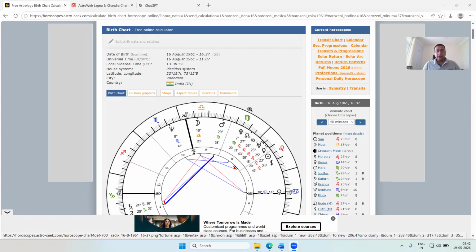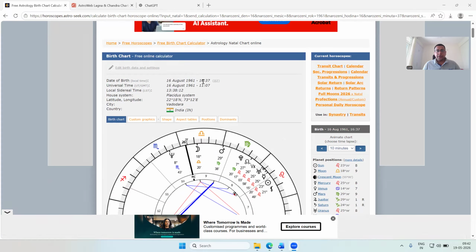All right. So the person was born on 16th August 1961, and this is the chart that I have generated on AstroSeek, which is a website that gives us the tropical Placidus system. Here we see that the Sun is positioned in the 8th house in Leo sign.